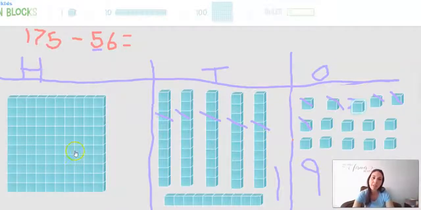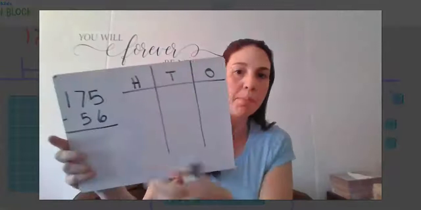Now don't forget about this 100. Did I have to unbundle my hundreds? No. I still have 100 here, so we still have a 1 over here. So our answer is 119. Now I'm going to show you what that would look like on the whiteboard if you were doing it at home on your whiteboard. Okay, so I've got my board all set up here.